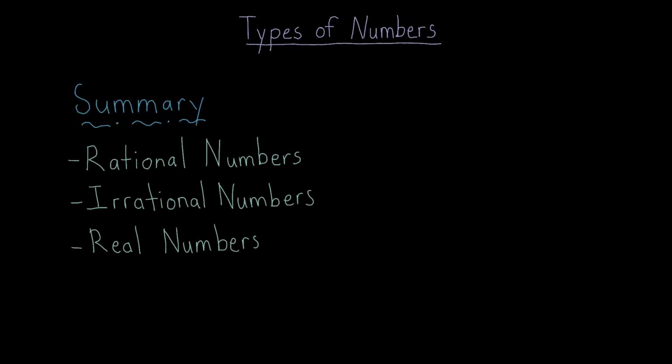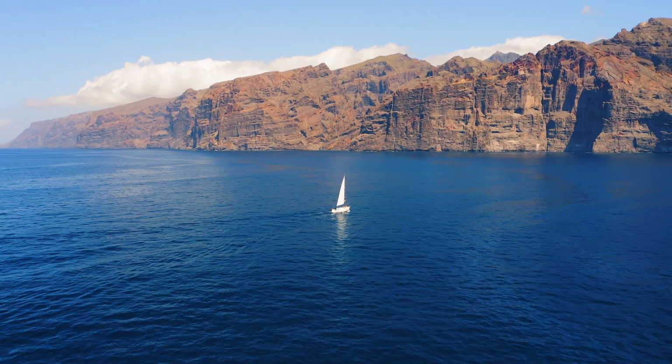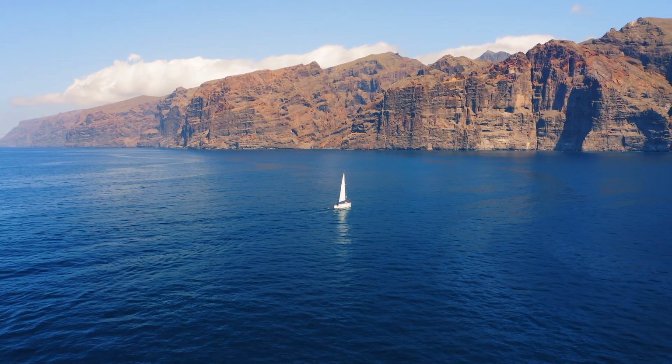To summarize, we learned about rational numbers, irrational numbers, and real numbers. This wraps up part 2 of our journey through the different types of numbers.